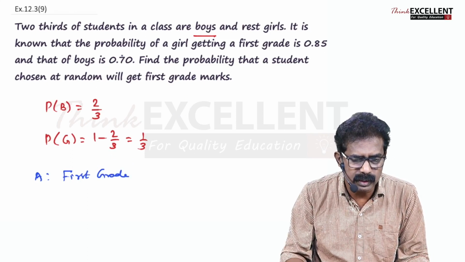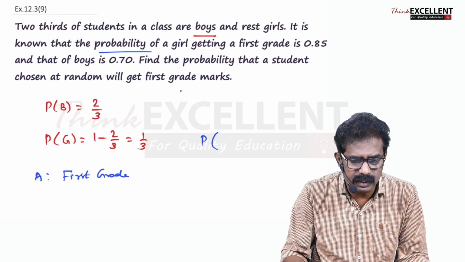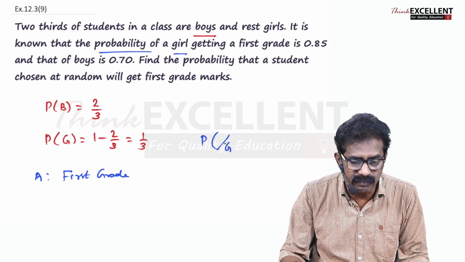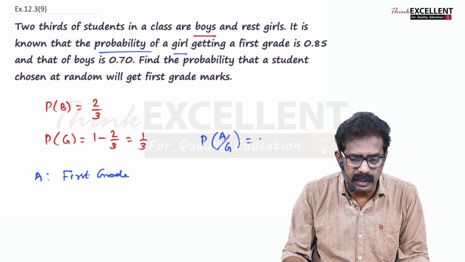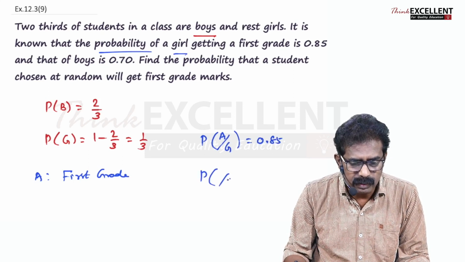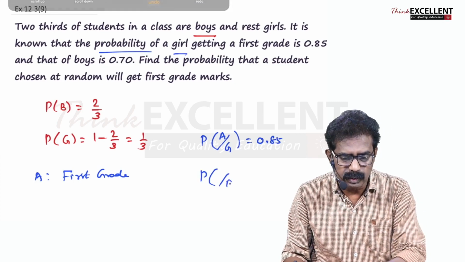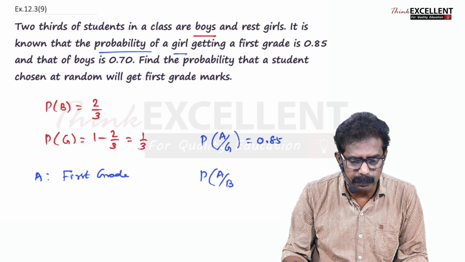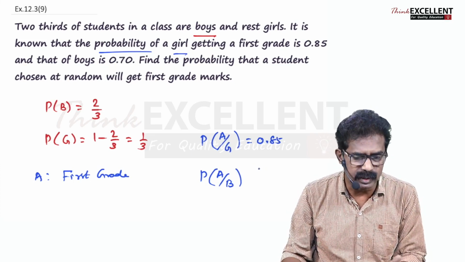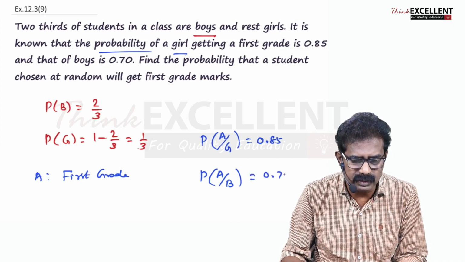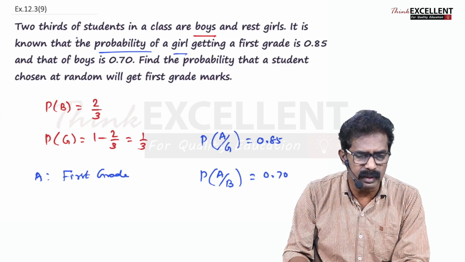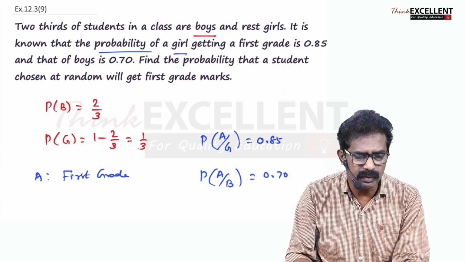So please see what is given here. Probability that a girl, it is given a girl, P of A given G, probability of a girl getting first grade, I am taking it as A, that is 0.85, and that of a boy. So a boy is given, what the probability of getting the grade is, that is A. A is getting grade, I'm taking like that, okay? So boy, we take B, girl, we take it as G, so it is 0.70. Okay, this is what is given. Find the probability that a student chosen at random will get first grade. So probability of getting a first grade.